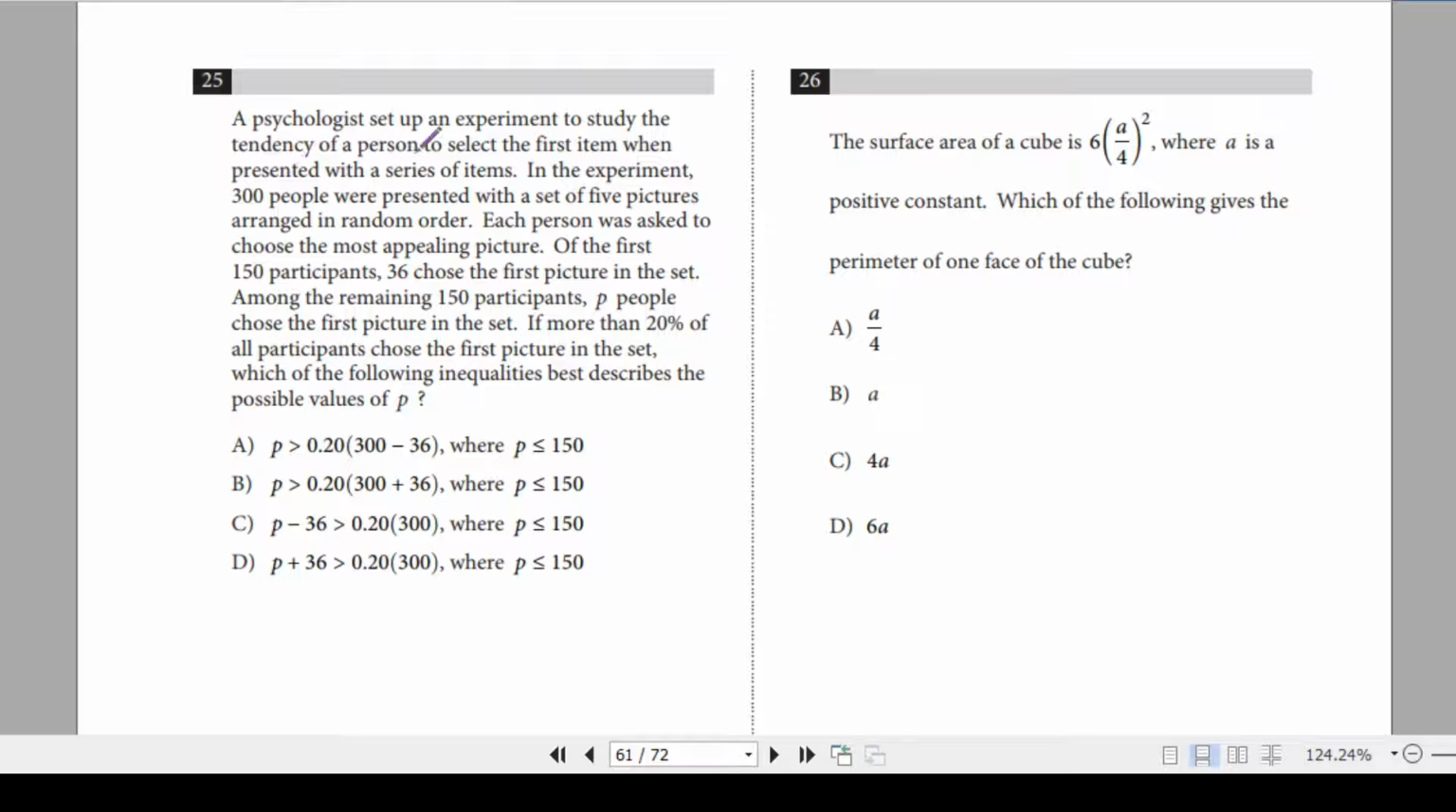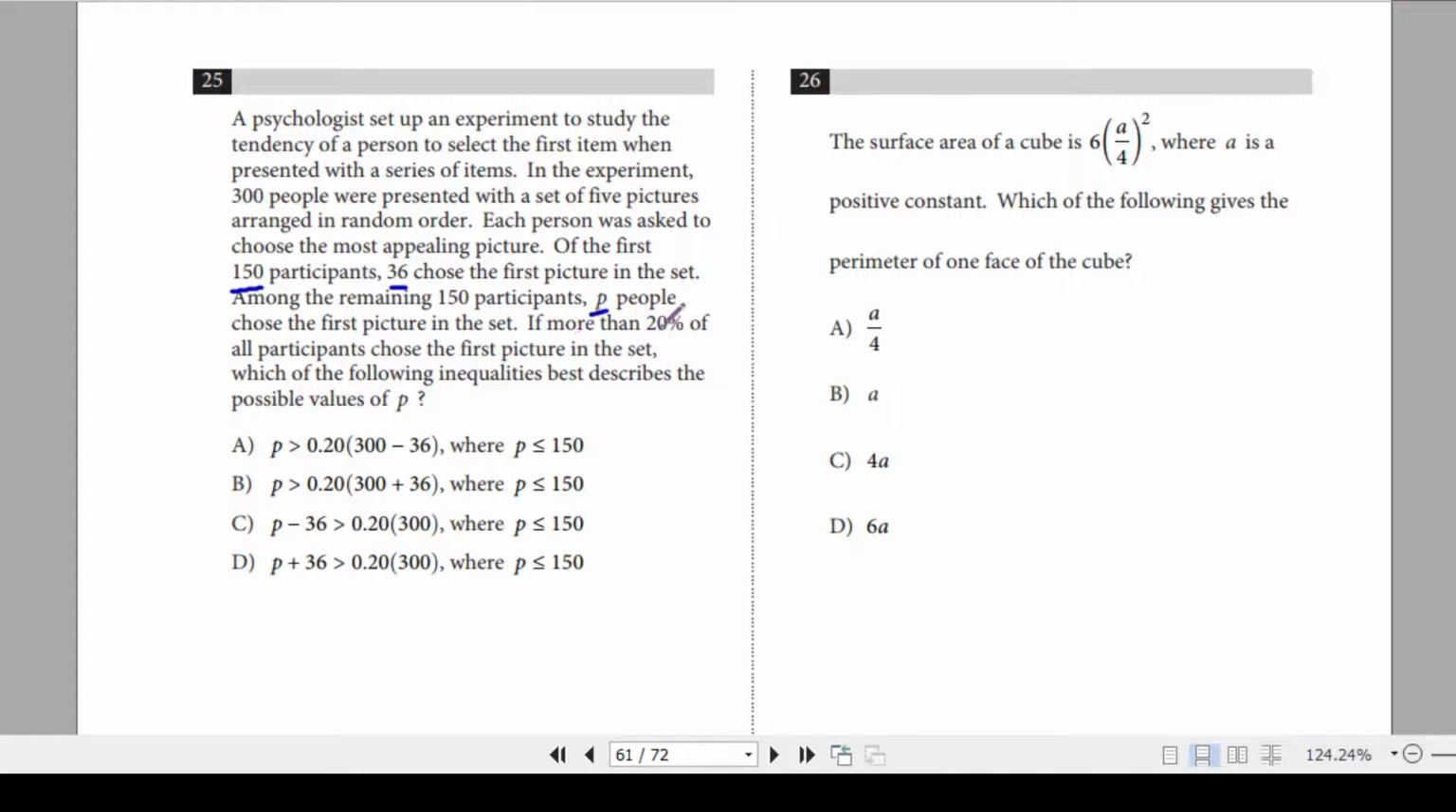A psychologist set up an experiment to study the tendency of a person to select the first item when presented with a series of items. In the experiment, 300 people were presented with a set of 5 pictures arranged in random order. Each person was asked to choose the most appealing picture. Of the first 150 participants, 36 chose the first picture in the set. Among the remaining 150 participants, P people chose the first picture in the set.